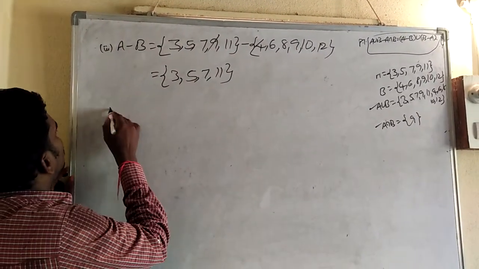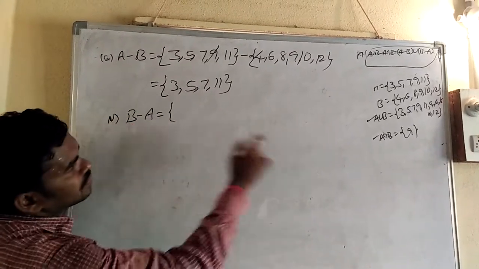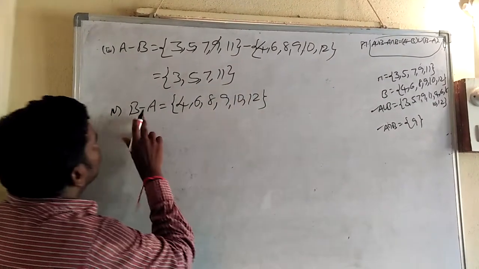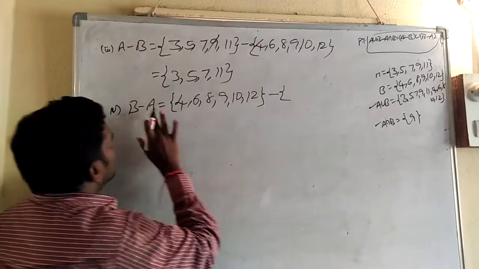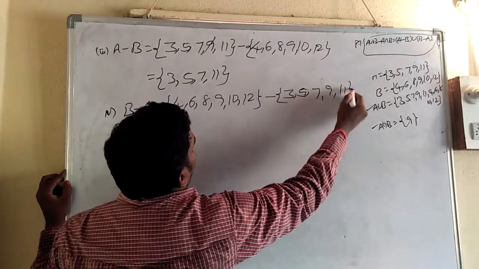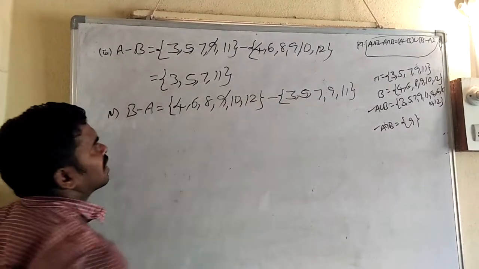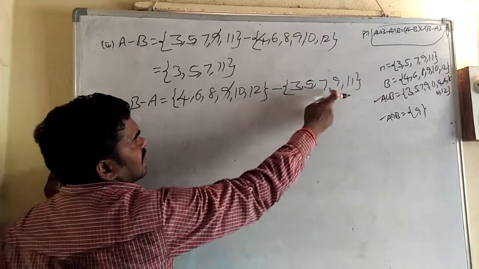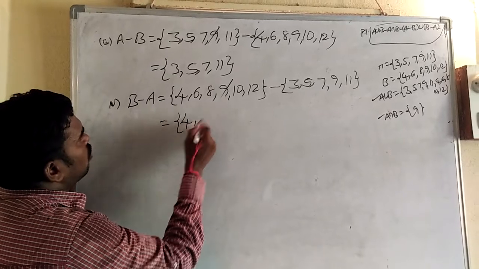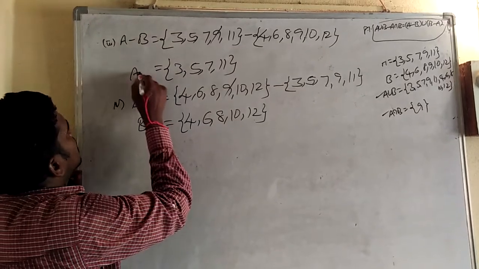Okay. Next, B minus A. So first B, write up. What is B? 4, 6, 8, 9, 10, 12. Then what? Minus. Okay, write minus. Then A, write down. 3, 5, 7, 9, 11. Now, 4 is there? No. 6 is there? No. 9 is there? Yes. Remove 9. 10 is there? No. 12 is there? No. Okay. Only 9 removed. Then write remaining numbers. 4, 6, 8, 10, 12. This is B minus A. This is A minus B.